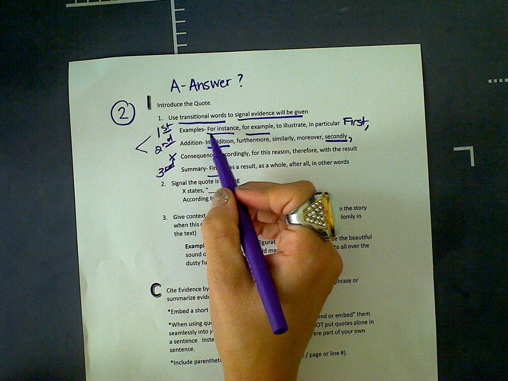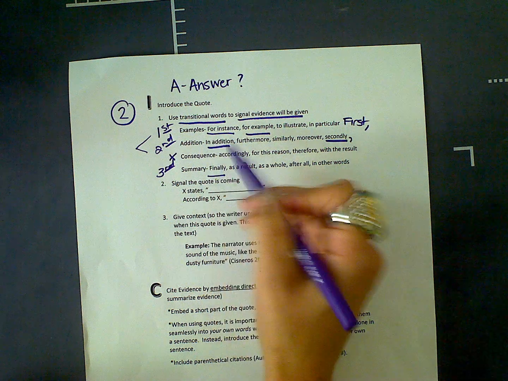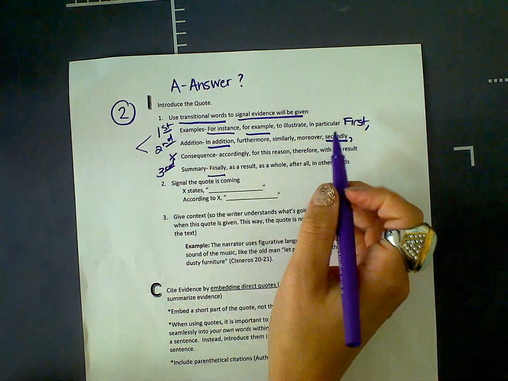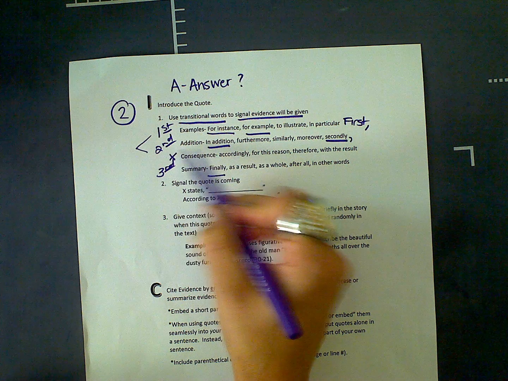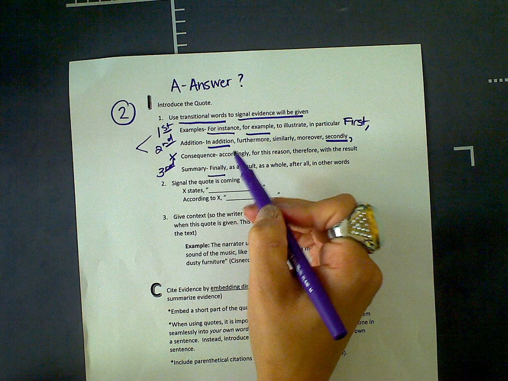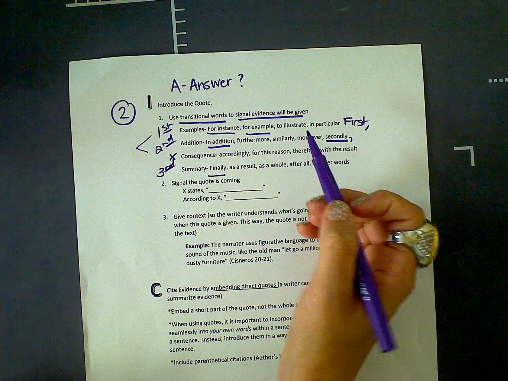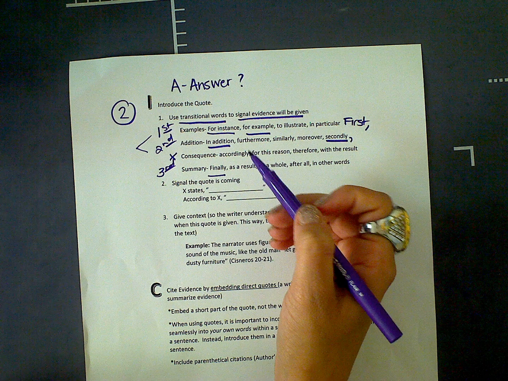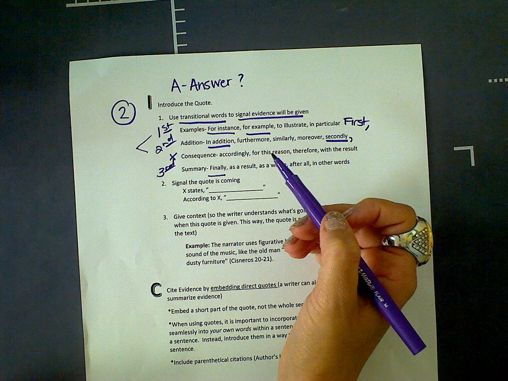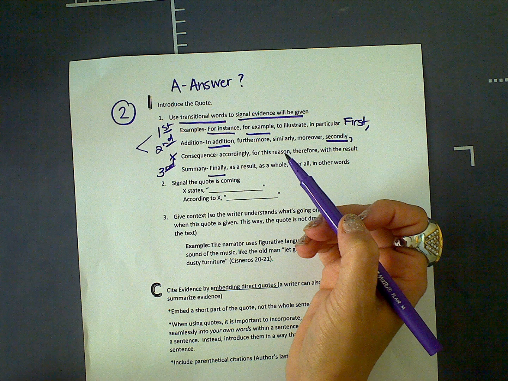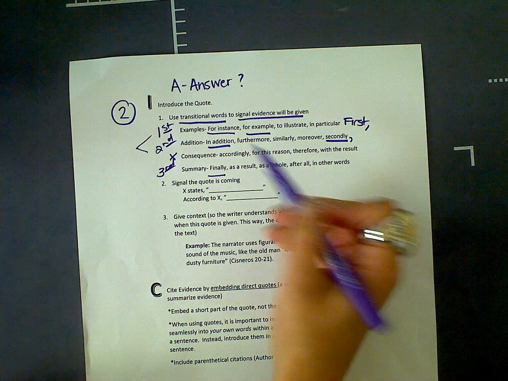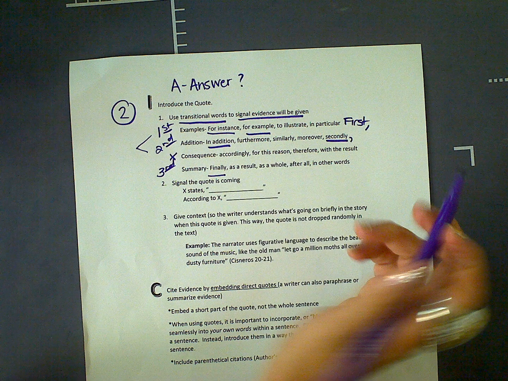So I would say, for example, comma, have my evidence, explain, and then go into my second piece of evidence. In addition, comma, have my evidence, explain. That's the very first thing I am looking for as a reader to see that you are organized. That's the very first thing I should see in your sentence: your use of transitions.